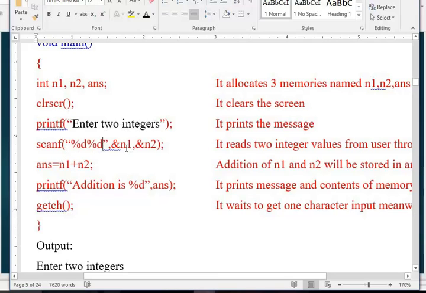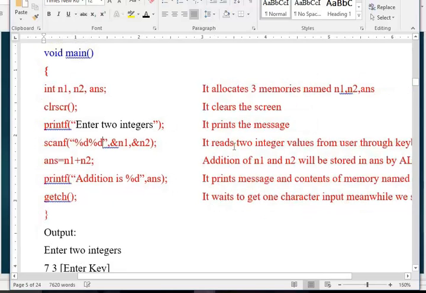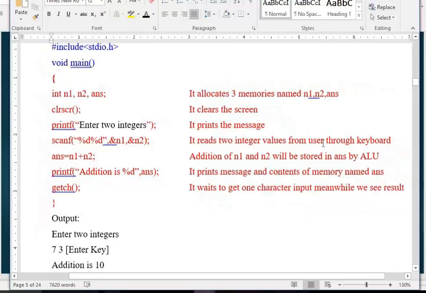And we read two values, the first value will be stored in N1 and the second in N2. It prints the message. It reads two integer values from the user through the keyboard, and it makes the addition by the ALU, the arithmetic and logical unit. And we are printing the contents of that memory back on the monitor. It prints the message and the contents of the memory named answer, and getch gets one character. The machine is waiting. It waits to get one character input. Meanwhile we see the result.